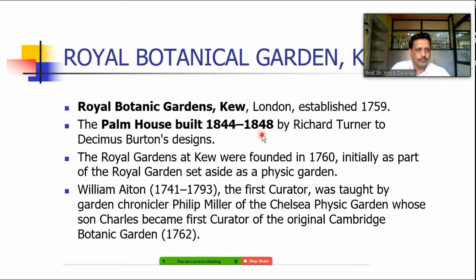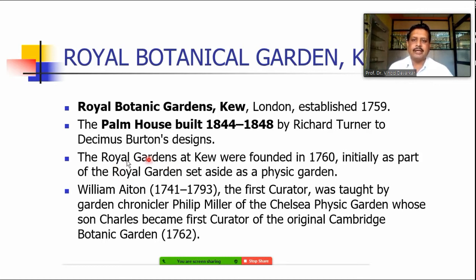Even the design of those polyhouses, greenhouses, and gardens is well structured, and it was designed by Decimus Burton. The Royal Gardens at Kew were founded in the 1760s, initially as a part of the Royal Garden, and because of that the Royal Botanic Garden was named, along with a physic garden. So basically there was a physic garden. We know this is a physician's garden. We can say medicinal plants were planted there, but it is a part of the royal garden. It is a garden of royals, the royal family, who maintained these types of gardens.